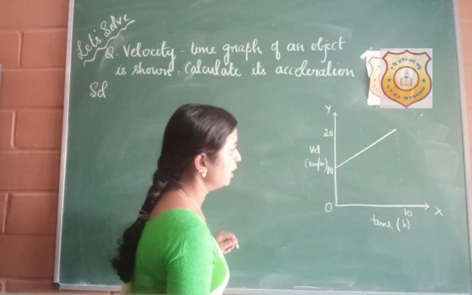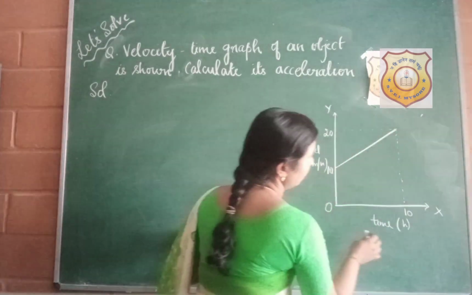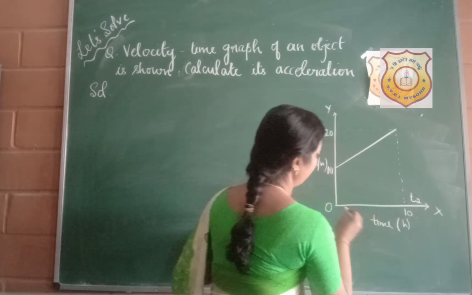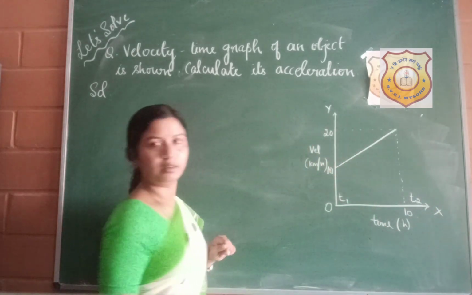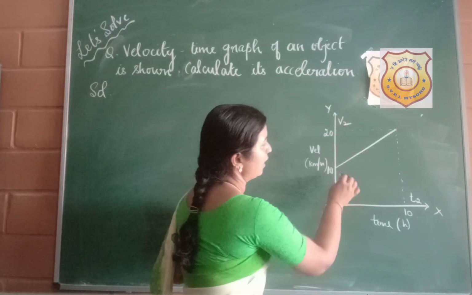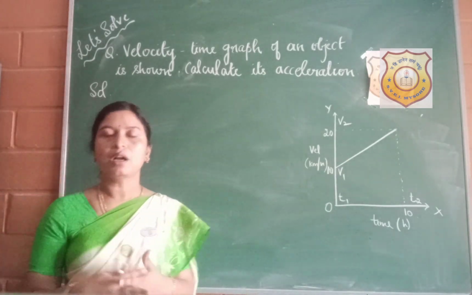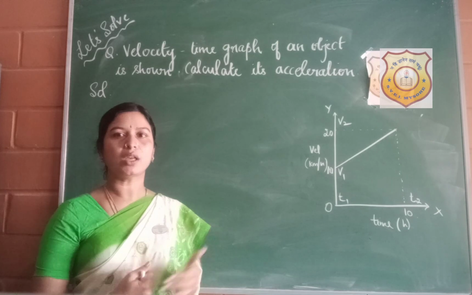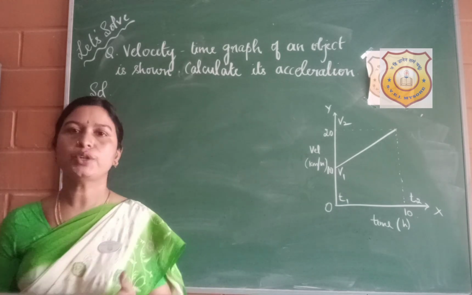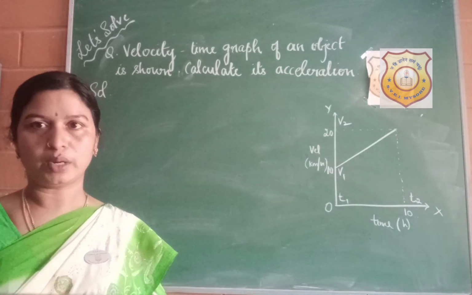For convenience, we'll take the final time as t2, initial time t1, and again final velocity v2 and initial velocity v1. Now do you remember how to calculate acceleration from a velocity time graph? Yes, you are correct. We are going to find the slope of the graph, which will help us to calculate the acceleration.